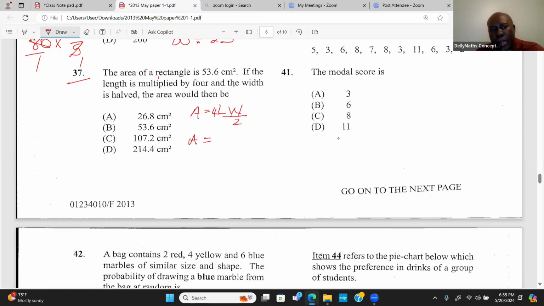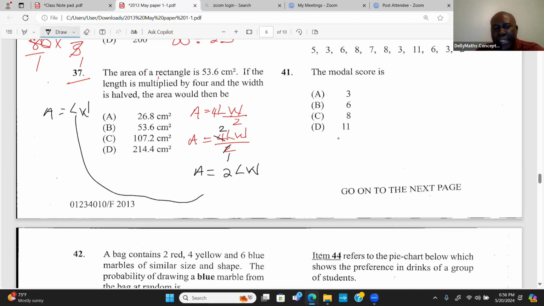Now let's take a look at what's going on. 4LW over 2. We could break it down. 2 into itself is 1, 2 into 4 is 2. So basically now we have area equal to 2 times. So what is the difference between what you started with and what you have here? Because area is just length times width. But after they did a few adjustments to it, we ended up realizing that we have 2 times length times width, which means this is length times width.